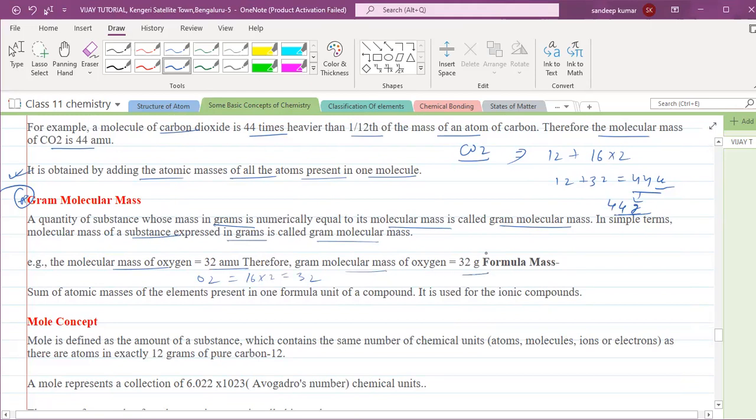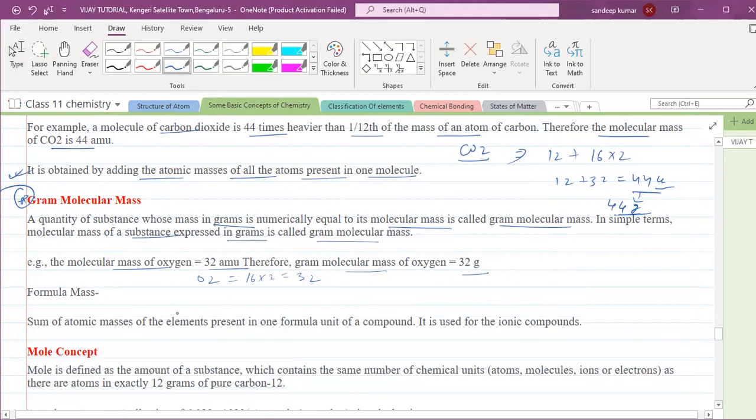32 gram. Okay. The next concept is formula mass. Formula mass is generally considered for ionic compounds. It is the sum of atomic masses of elements present in one molecule, one formula unit of a compound. Like NaCl. NaCl is an ionic compound, right? So what is the formula mass? It is found the same way we find the molecular mass. Sodium atomic mass is 23, chlorine is 35.5. So the formula mass is 58.5 U. So you can see here formula mass is the sum of atomic masses of the elements present in one formula unit of the compound. It is used mainly for ionic compounds.